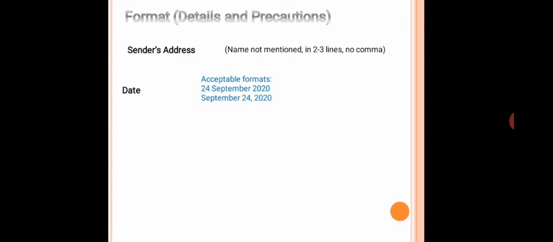A comma is used in the second format only because there are 2 figures side by side, and to differentiate them the comma has been used. We will not use any comma in the first format.